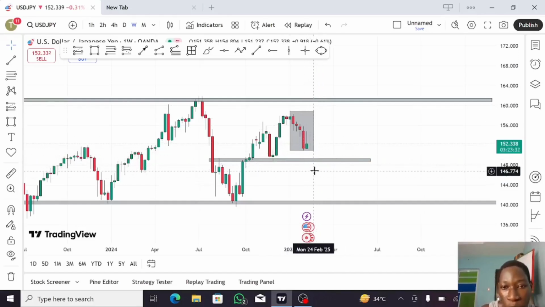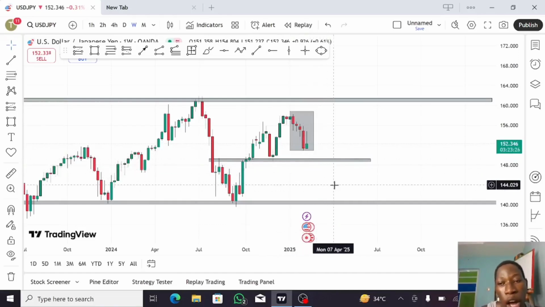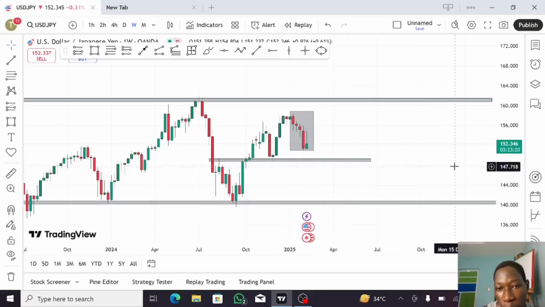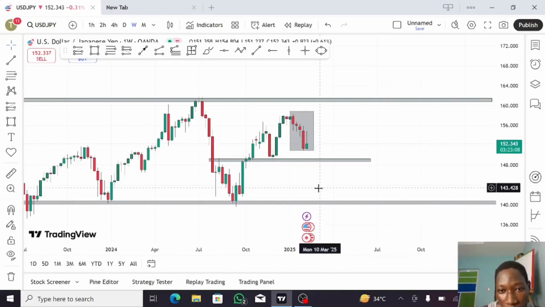But if this market breaks this level and starts trading below 148.00, this market is coming down. If it breaks below this, around this level here, around where my zone is, the market is coming down. Do you get? The market is coming down.